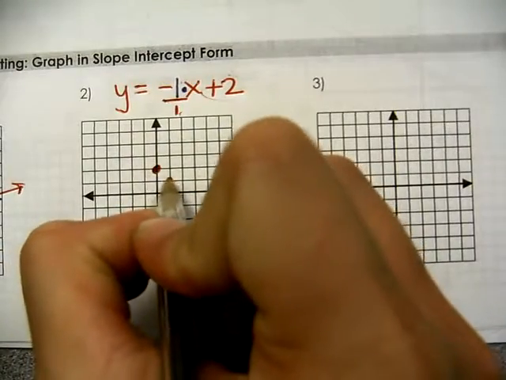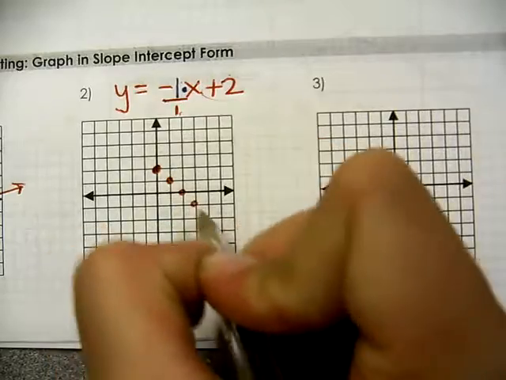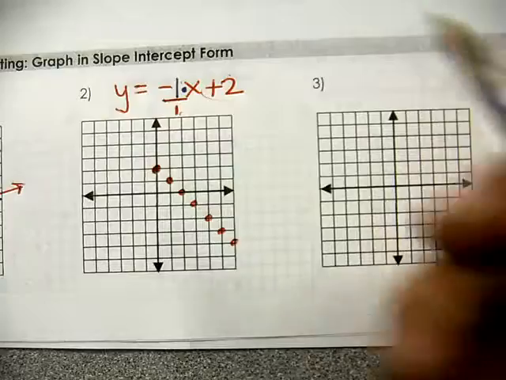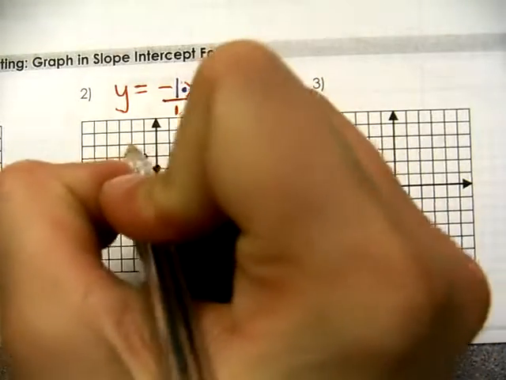So I'm going to go down 1, right 1, down 1, right 1, and I can continue that pattern. And I see that I do have a decreasing function when I do that, which is good because my slope is negative, or up 1 and to the left.